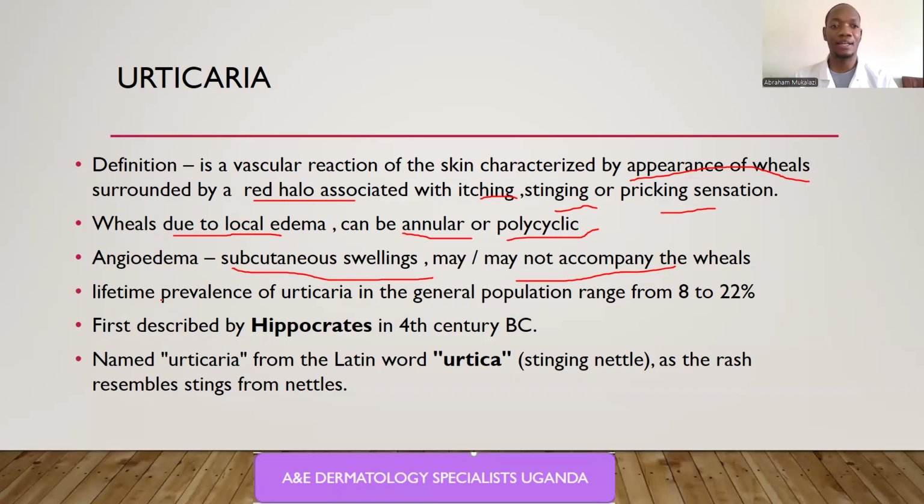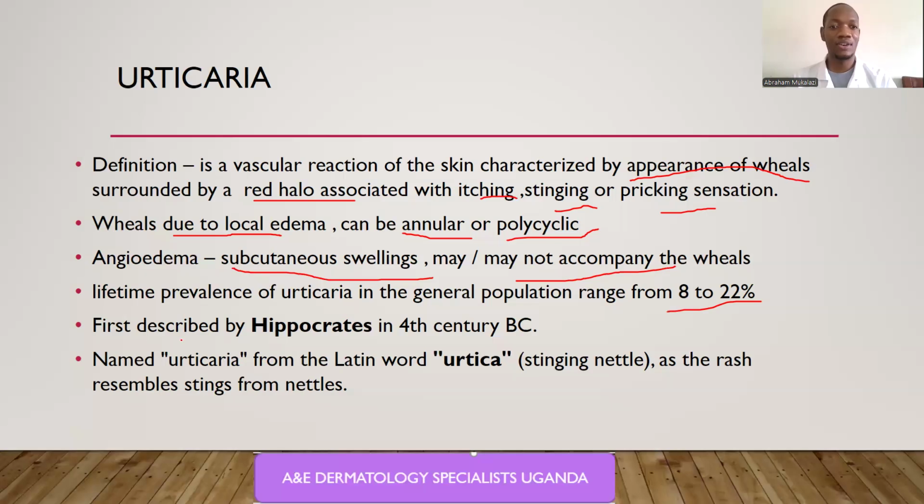The lifetime prevalence of urticaria is slightly high. You may find that up to 8 to 22% of individuals in their lifetime have had an episode of urticaria, whether due to insect bite, medication, allergens, or different causes like helminth infections. So at least in your lifetime, up to 22% of individuals experience this condition. So it's quite common.